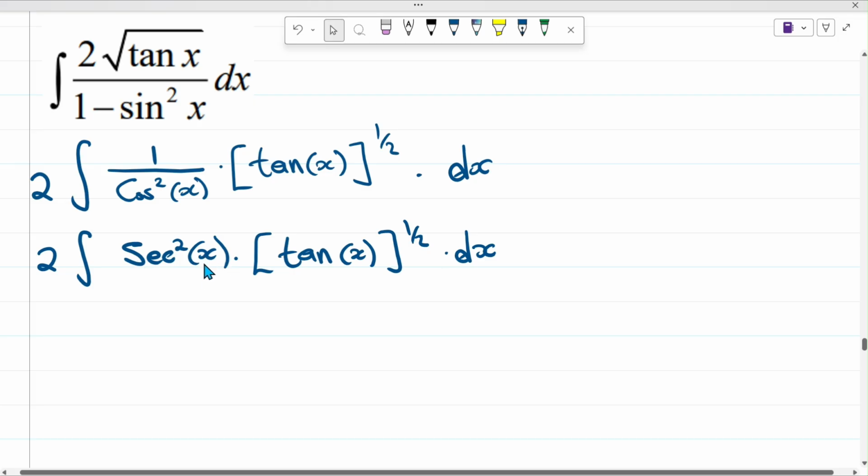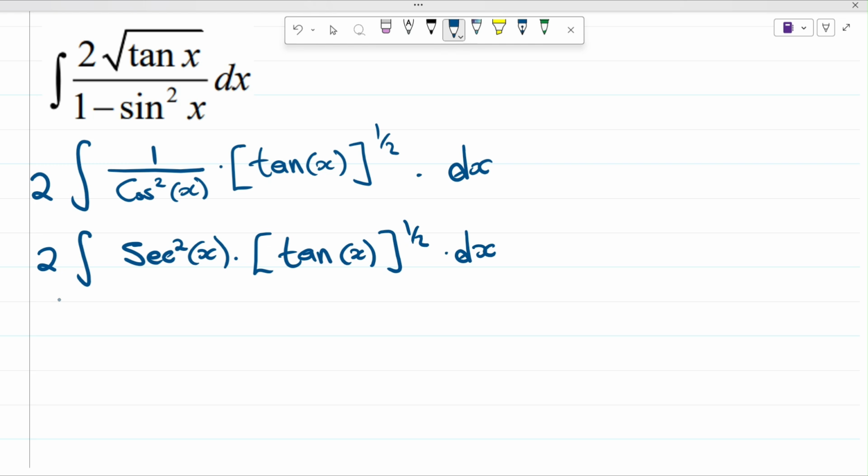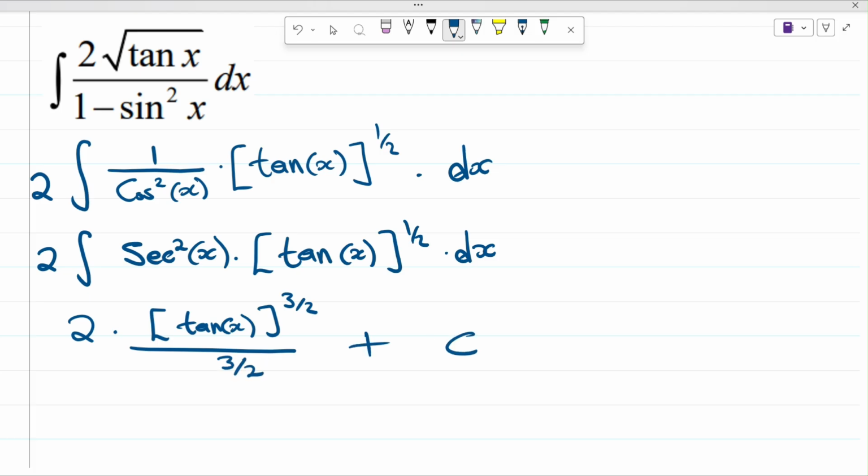So that means our answer for this thing is just going to be the 2 that's outside multiplied by the application of the general power rule. Here it is just going to be tan of x to the power 1 over 2 plus 1, which is 3 over 2, divided by 3 over 2, plus c. Then tada, you have your answer.